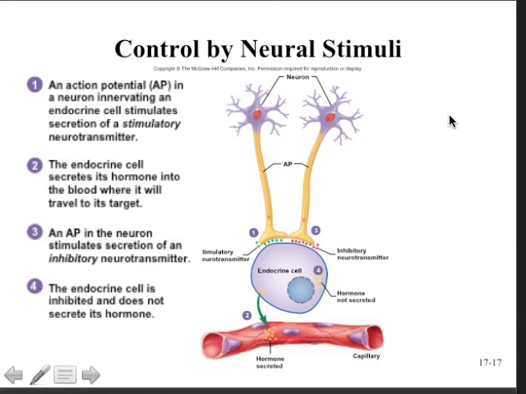Neural stimuli, an example here, is via action potential impinging on the endocrine cell, causing it to secrete its components directly into the bloodstream. The adrenal medulla is a perfect example of this, where when the sympathetic division of the ANS fires, there's going to be neurotransmitter release in the adrenal medulla, causing the chromaffin cells to pump out tons and tons of adrenaline directly into the bloodstream. Okay, so this would be, in this case, a response to a stressful situation.